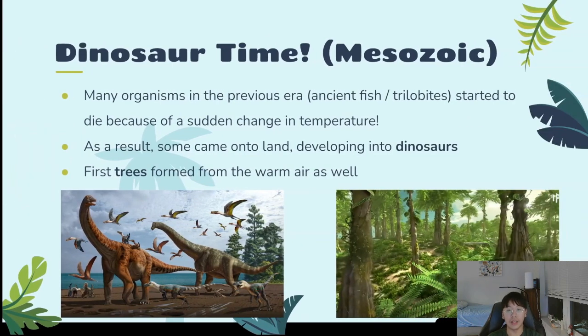Talking about dinosaurs, the most interesting part. It's also called the Mesozoic era, and many organisms in the previous era, such as ancient fish and trilobites, started to die because of a sudden change in the temperature. They all died out. As a result, when some of the organisms began to develop again, they started coming onto land. Remember that lands were formed from the volcanoes?